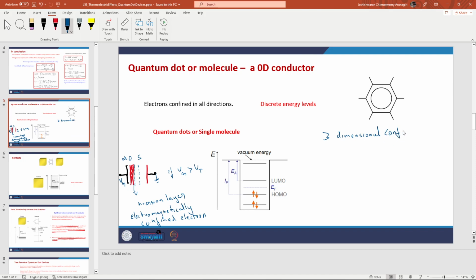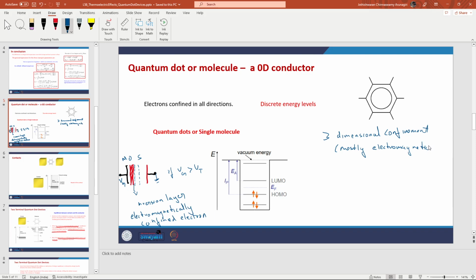So as I was saying, that is the whole idea of the design and implementation of quantum dot devices. So, for all practical purposes, most practical quantum dots are constructed using electromagnetic confinement and not mechanical confinement.